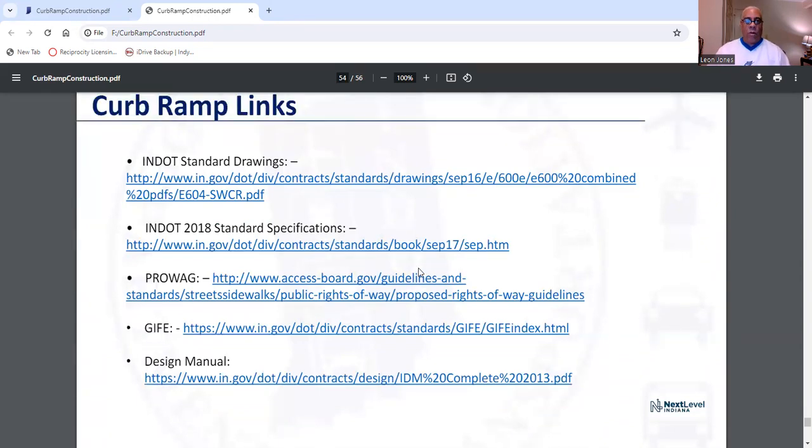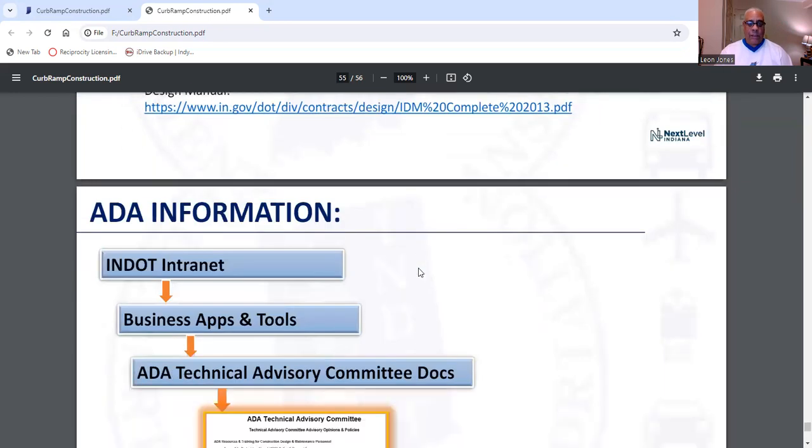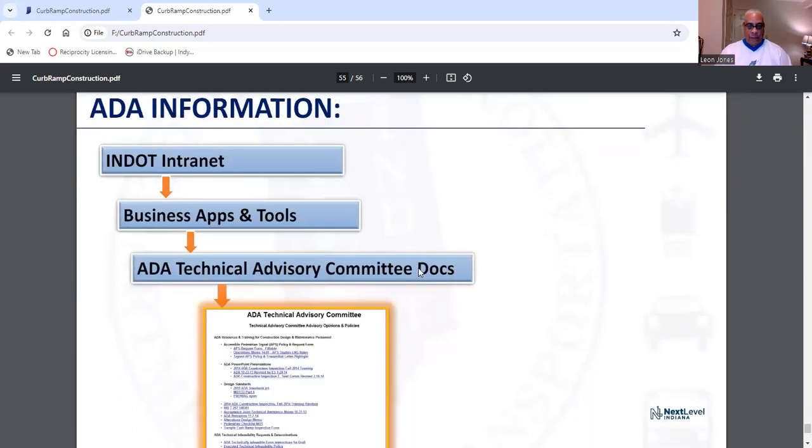Now, here are all the links for all of the specifications. Of course, specifications change, but this is generally what you use. Every state has their own. Look up your state's standard drawings and standard specifications. See if they're under the PROWAG guidelines. See if you have a field manual and a design manual. It's very, very, very important. ADA information. That's how we do it in Indiana.